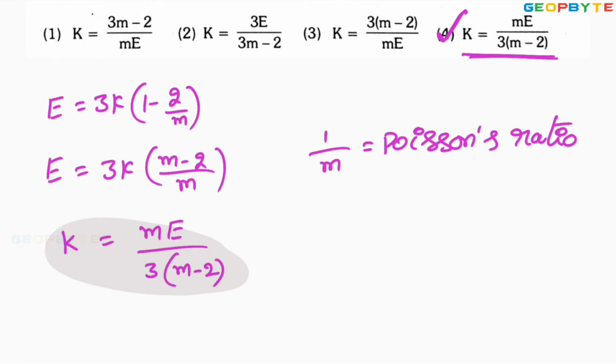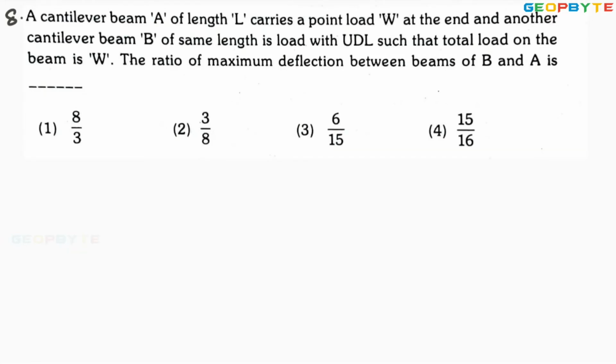Let us take one more problem. Look at the 8th problem. A cantilever beam A of length L carries a point load W at the free end, and another cantilever beam B of same length is loaded with UDL such that total load on the beam is W. The ratio of maximum deflection between B and A. Here deflection ratios are asked.